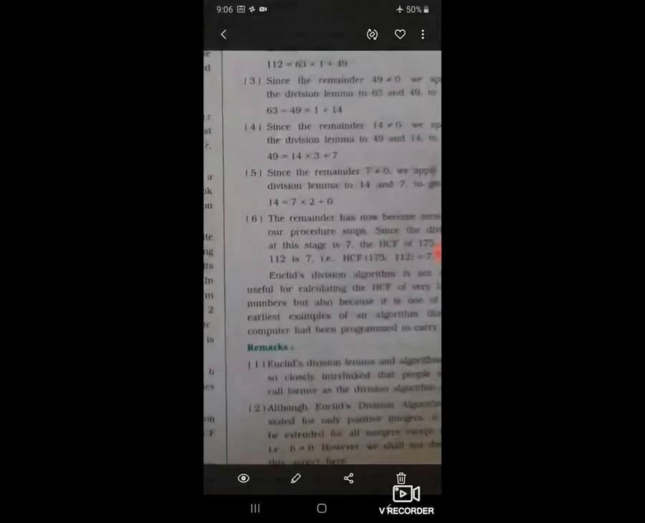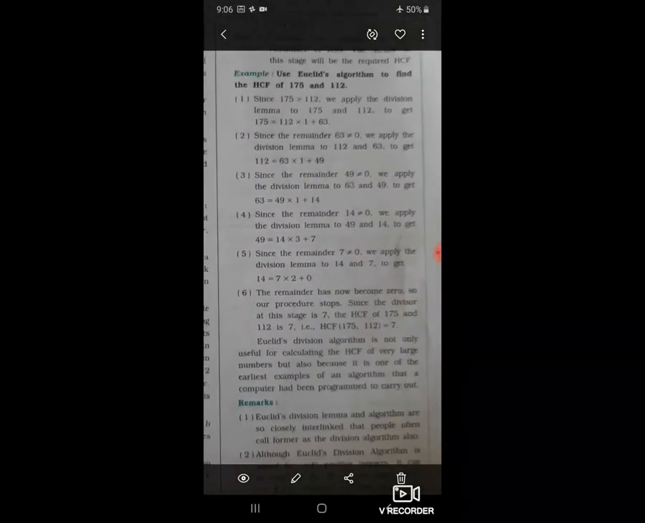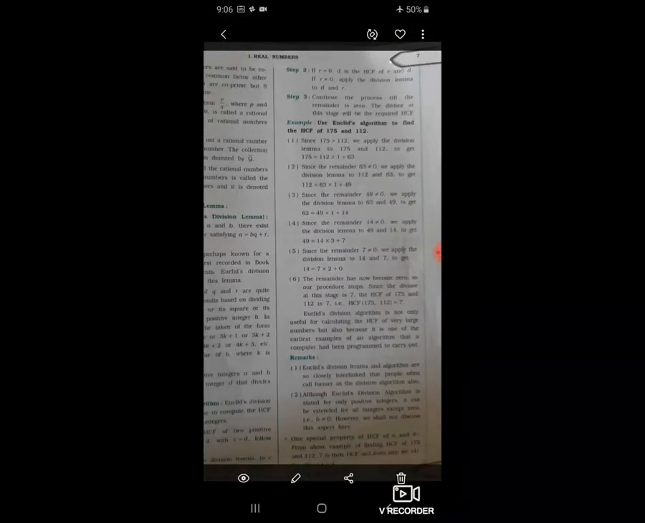Step 2: if r = 0, d is the HCF of c and d. If r ≠ 0, apply the division lemma to d and r. Third step, continue the process till the remainder is 0. The divisor at this stage will be the required HCF.